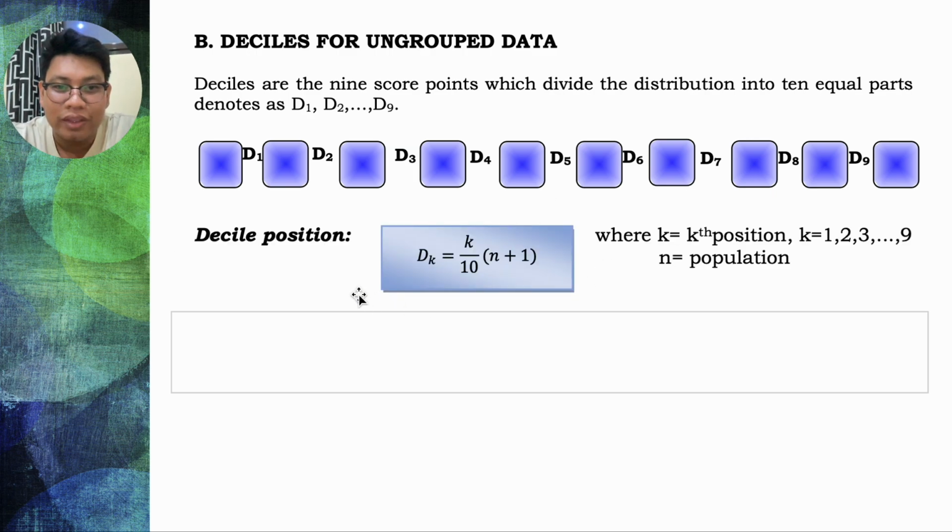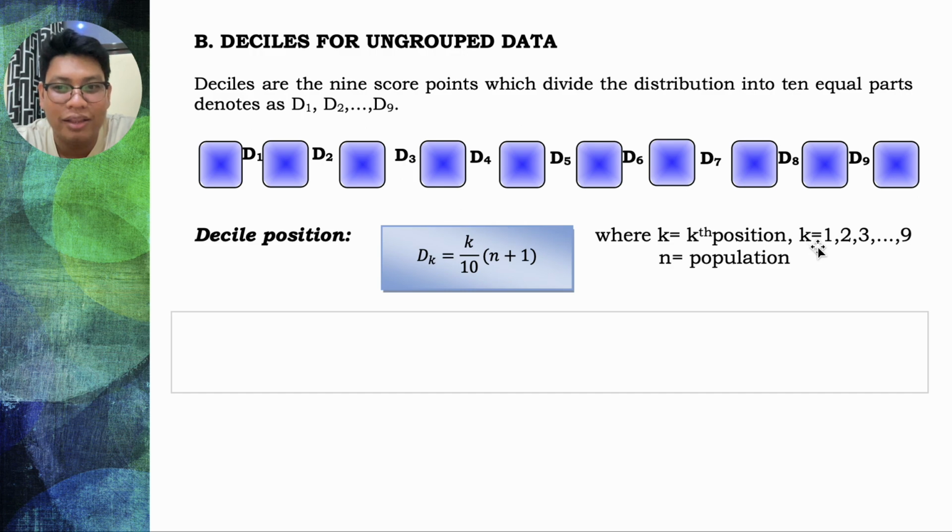So, ngayon, the formula that we will use for getting the decile position is D sub k is equal to k over 10 multiplied by the sum of n plus 1, where k is the kth position. So, depende sa atin, no? Yung k depende sa given. Kunwari, ang hinahanap sa atin is find the 4th decile or the 7th decile or decile number 9. Doon nakadepende yung value ni k.